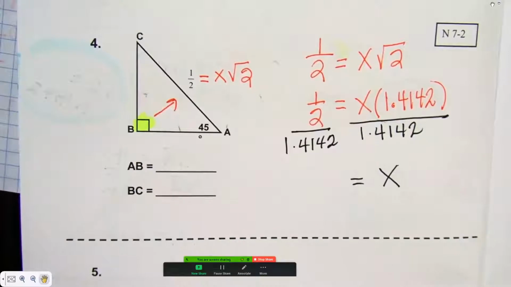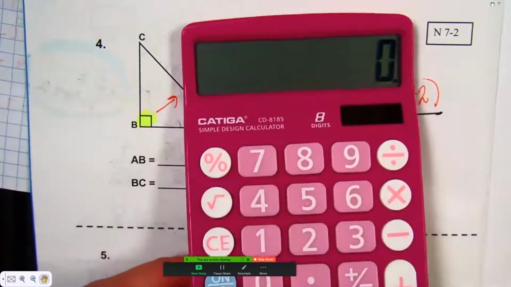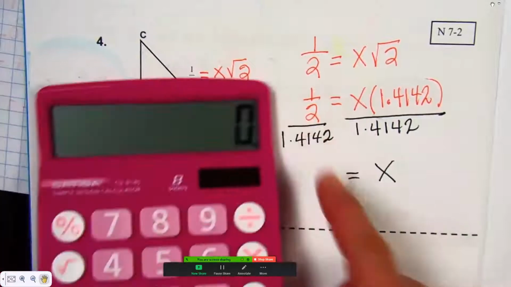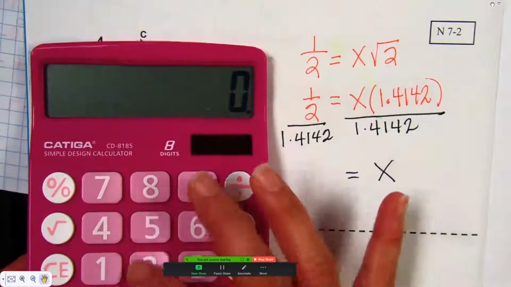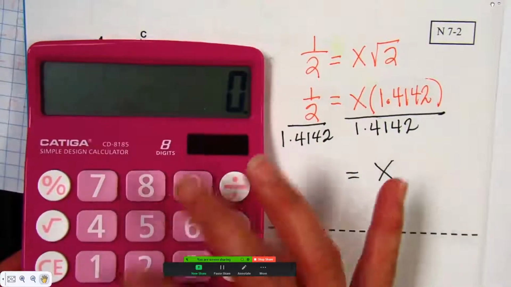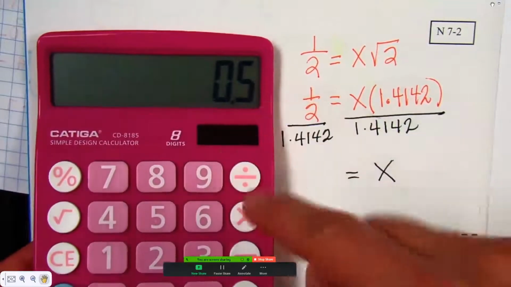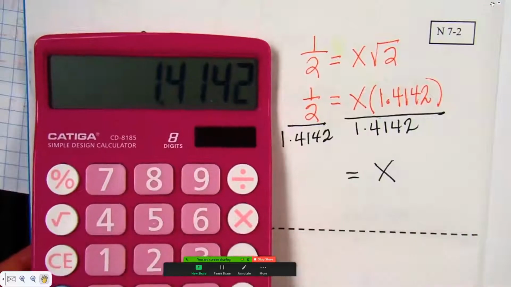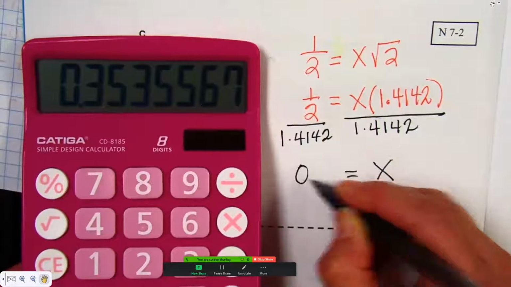So again, for me, obviously, you guys have seen my little cheap pink calculator. I can't do fractions, but I know what 1/2 is as a decimal. So remember, 1/2 as a decimal is 0.5. And then we're going to divide that by 1.4142. And that's x. Looks like that's going to stay 0.35.